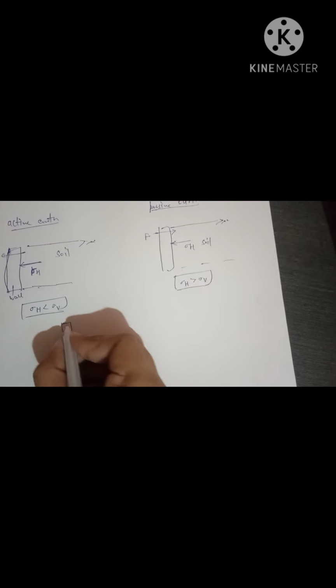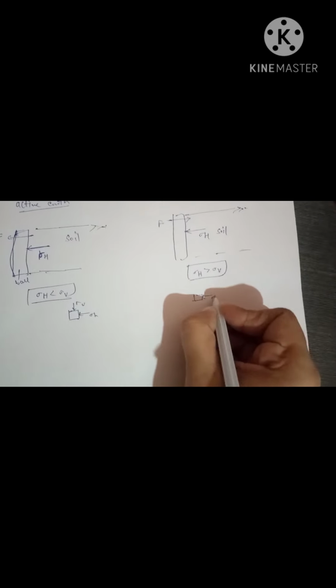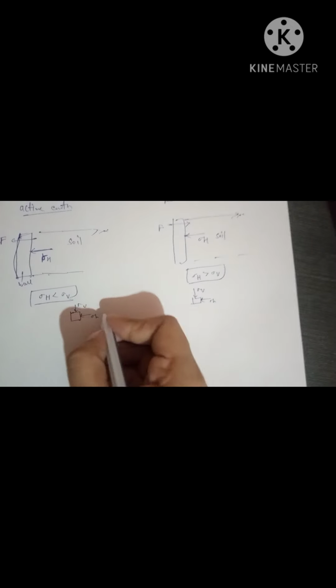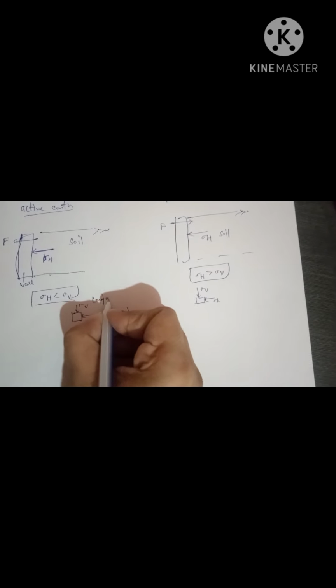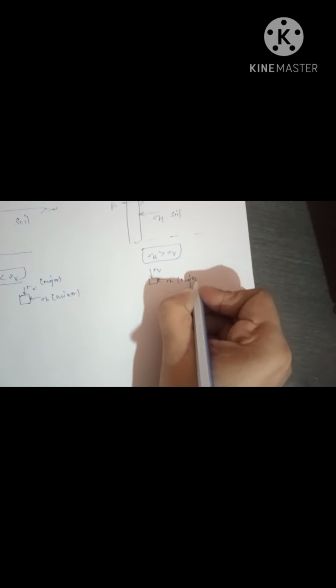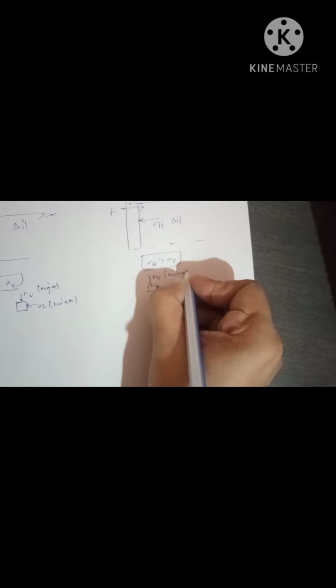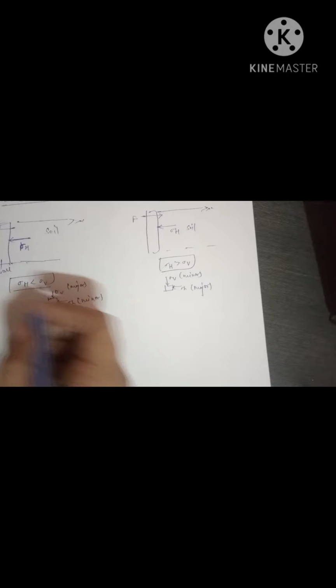This is some soil specimen, so this is sigma horizontal and this is sigma vertical. So sigma horizontal is lesser, so sigma horizontal is minor principal stress and this is major principal stress. And in passive state, passive case, this is major principal stress and this is minor principal stress. Okay, so this is the first difference I discussed. Now I am going to discuss the second difference.